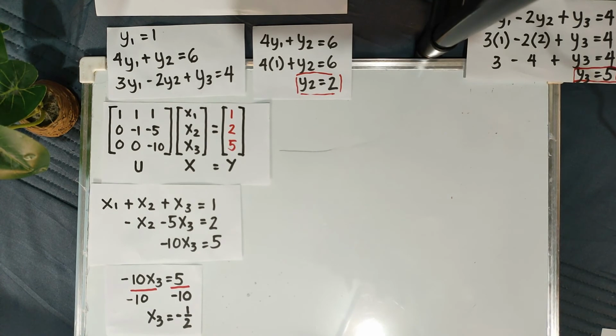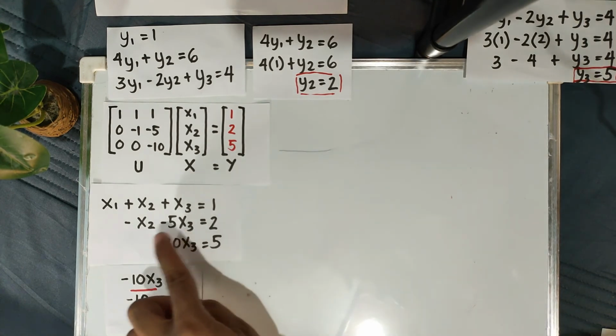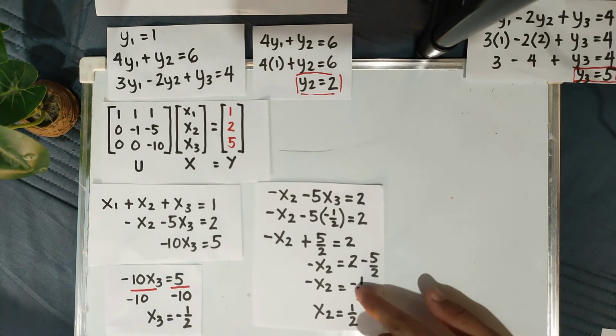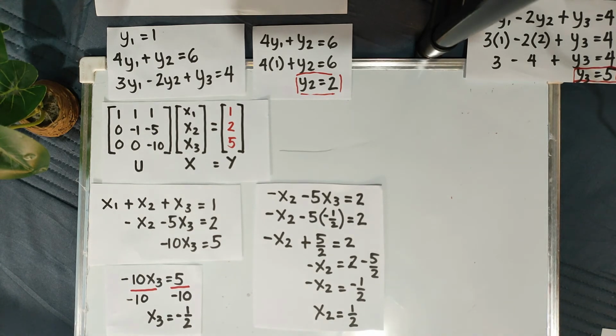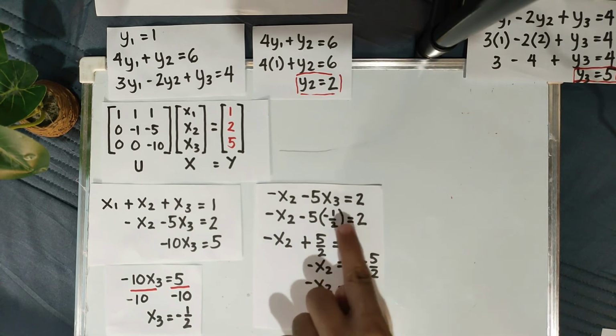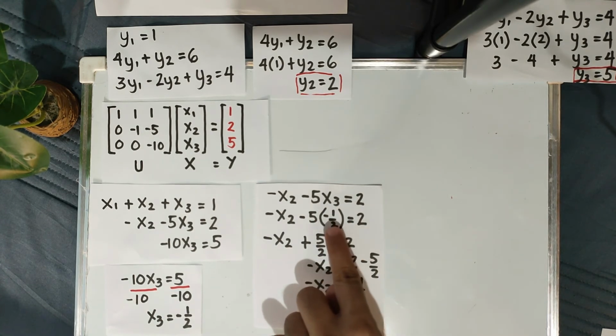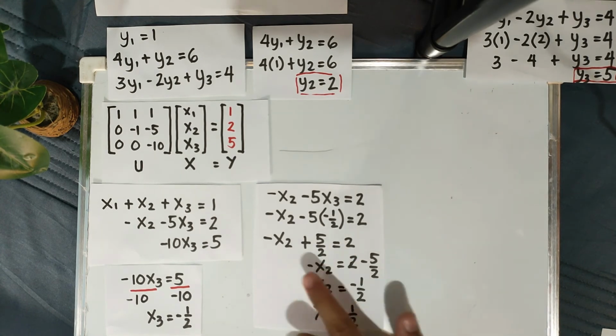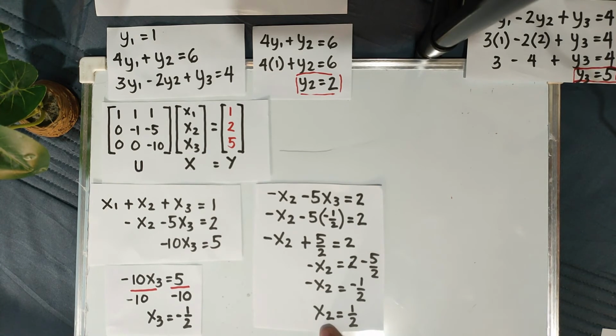Now, ito i-substitute ang value ng x sub 3 dire. Okay? So this is the solution sa pagkuha kang x sub 2. Okay? Negative x sub 2 minus 5 x sub 3 equals 2. The value of x sub 3 is negative 1/2. And then we will do the necessary operations dire. And then we will come up with x sub 2 equals 1/2. So that is now the value of our x sub 2.